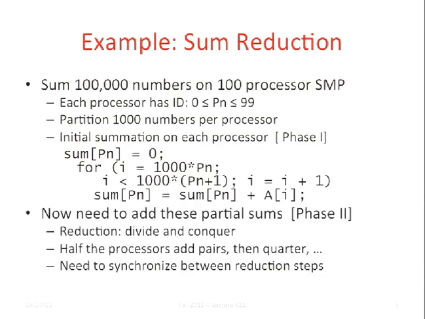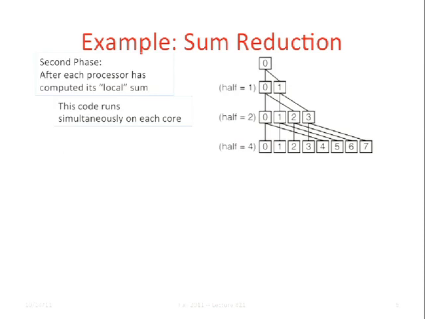Okay, so it's a divide and conquer. Phase 1, everybody adds up 1,000 numbers. Phase 2, you combine those. We talked about this last time, and then we looked at some code to do that.